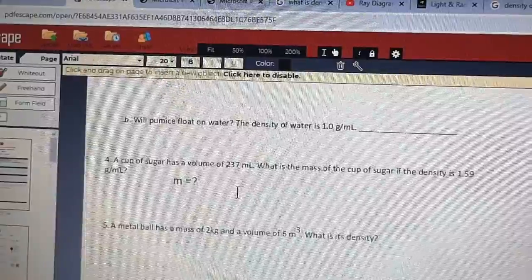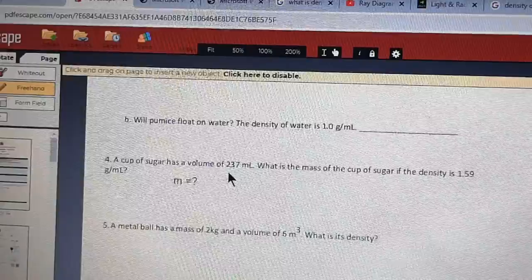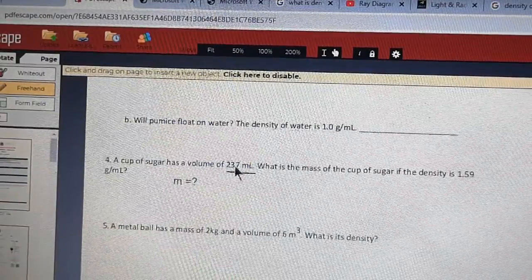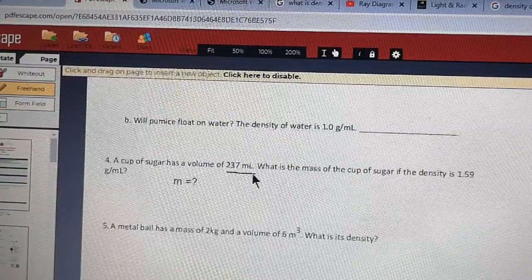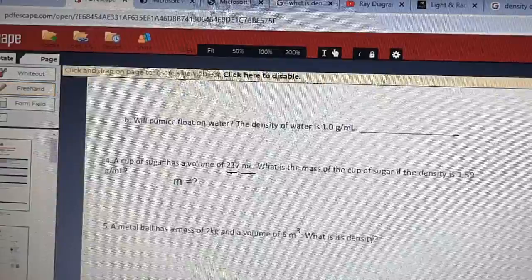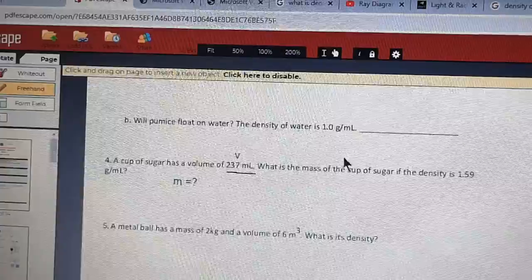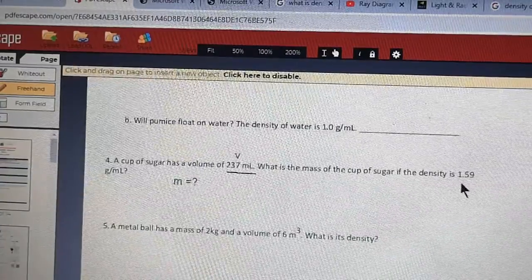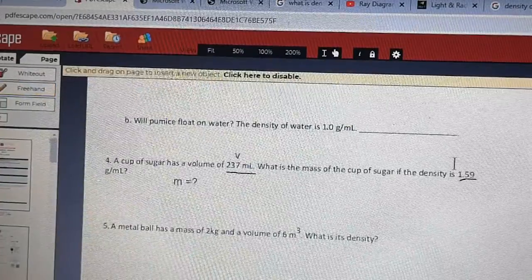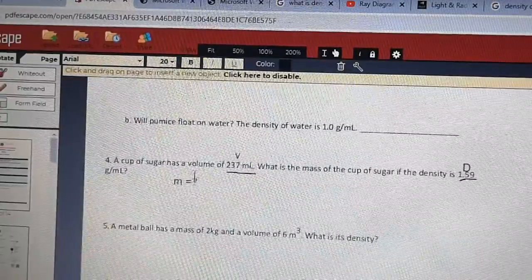Alright then, but we need to find the other two things as well, otherwise we'll never do the calculation. This is a cup of sugar, so we have 237 milliliters of it. It's the volume, so that's V, right? V for volume, you know this one. The density of the sugar is 1.59 grams per milliliter. So I know the density, the D. I know the D, I know the V. Just put it into an equation.